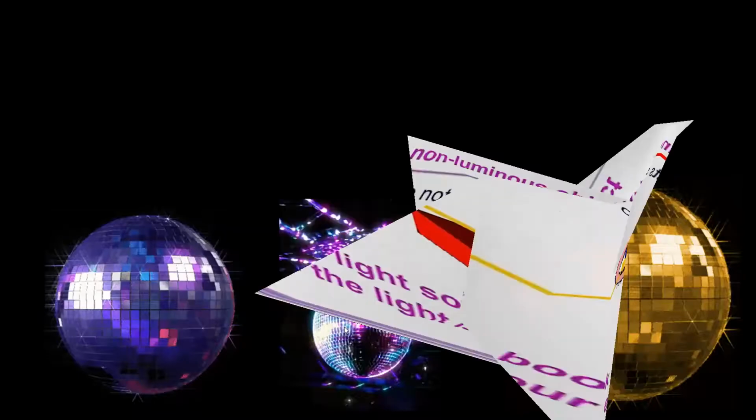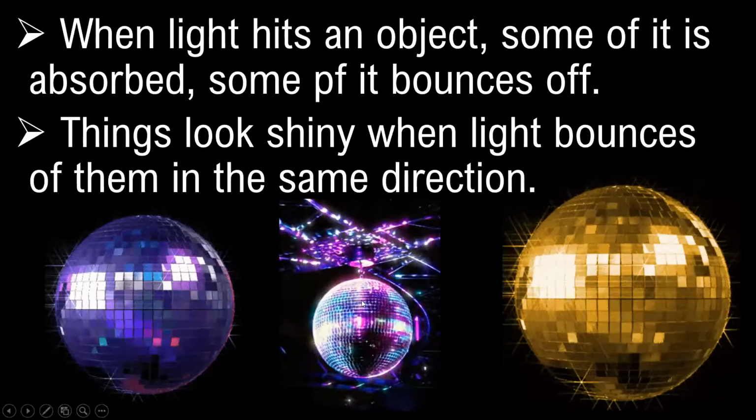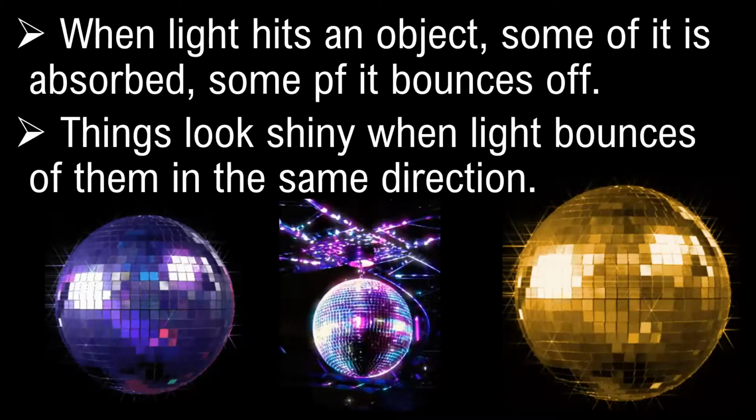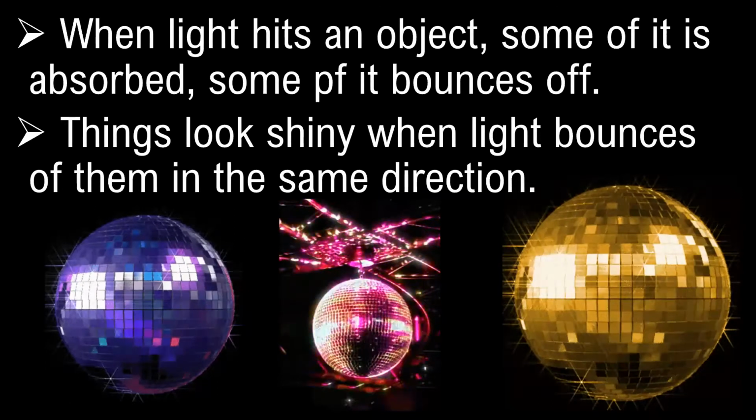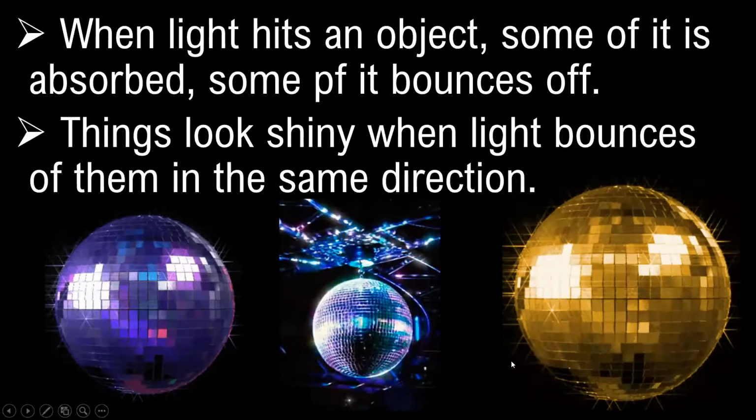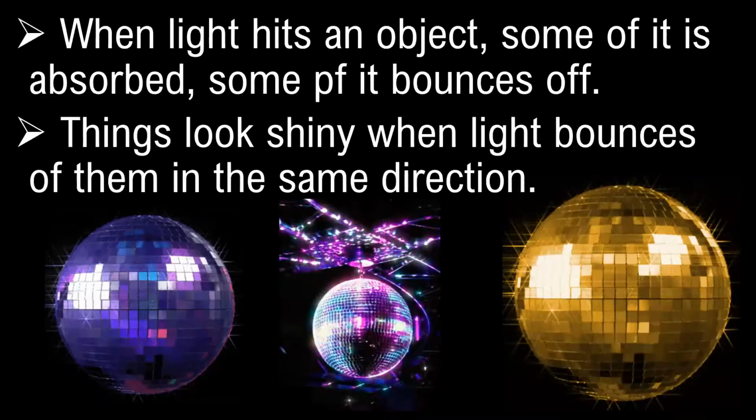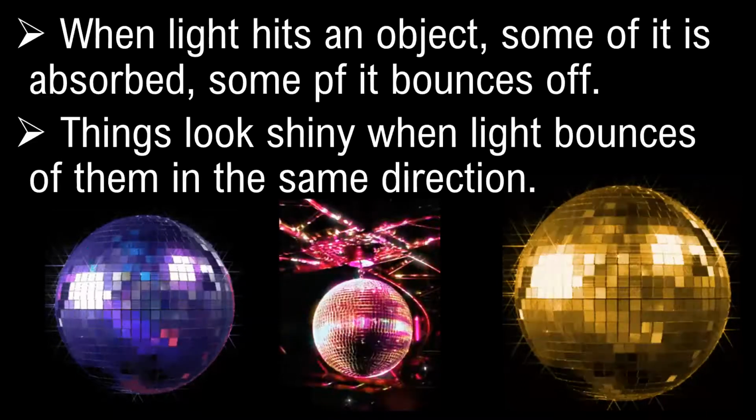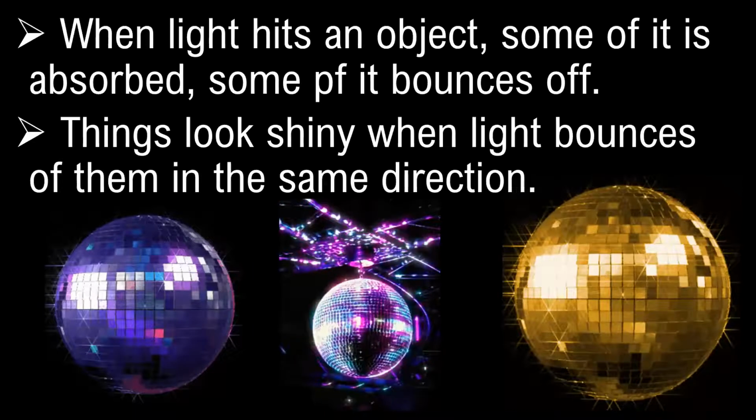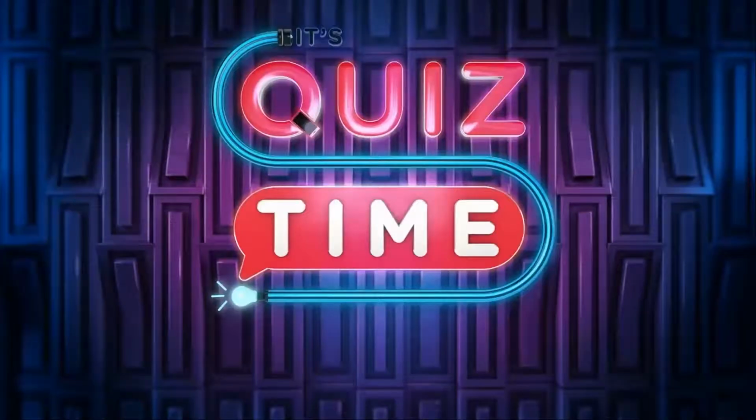Remember, kids, luminous objects are objects that have their own light, they can produce light. What about the non-luminous? Of course, they cannot produce their own light. So when light hits the object, some of it is absorbed, some of it bounces off. Things look shiny when light bounces off them in the same direction. See that? This is a disco ball. I know that you have seen this one already. A disco ball looks shiny because of the reflection of the light. The light hits directly and bounces to your eyes. That's the reason why there is shine on it.